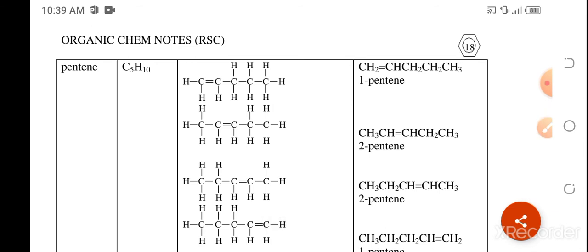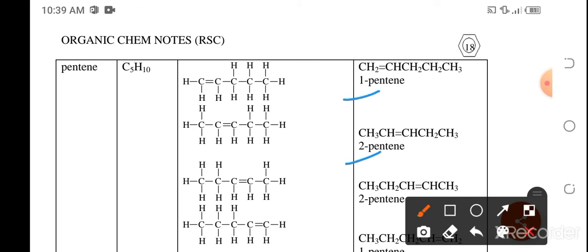We only have two kinds, 1-pentene and 2-pentene. 3-pentene is not possible, though nandito siya, 3, 4, because if we're going to number it left to right or right to left, this would be carbon number 2 and that would be carbon number 3. So this structure is just the same with that one.